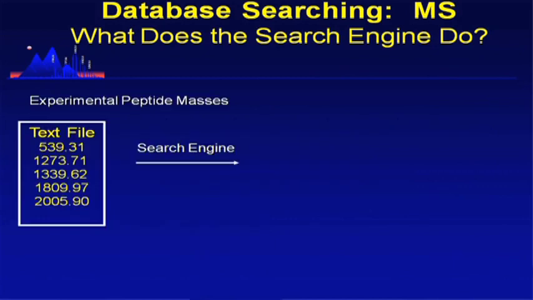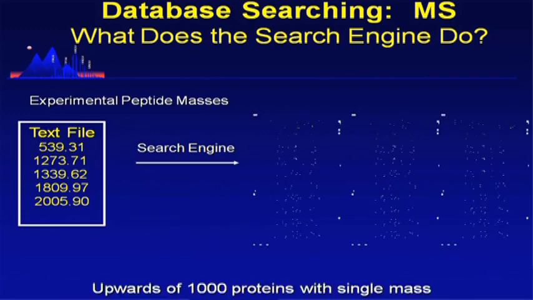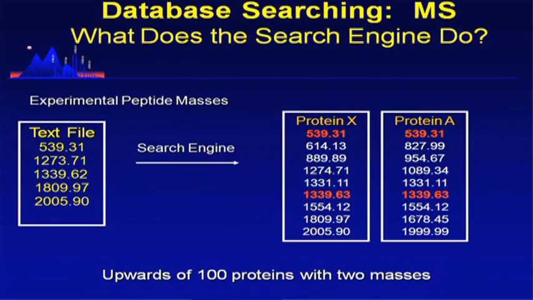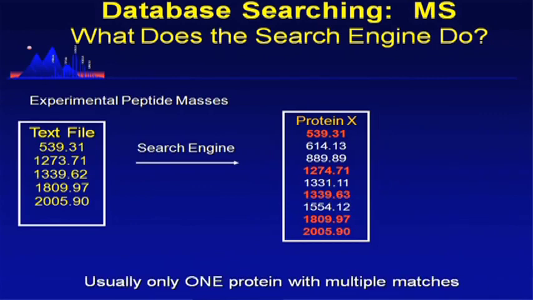This is done in sort of an iterative fashion. So let's say you've submitted your text file with experimental masses and you start looking and trying to match. And at first you might find 100 proteins that have this mass. But then you start narrowing it down and maybe there's 1,000 proteins that had the one mass. Maybe there's only 100 proteins that have both of these masses. And then hopefully, and usually, there's only one protein that matches all of your experimental masses. So it matches the fingerprint. Okay?